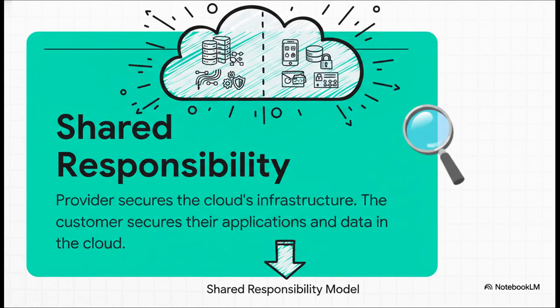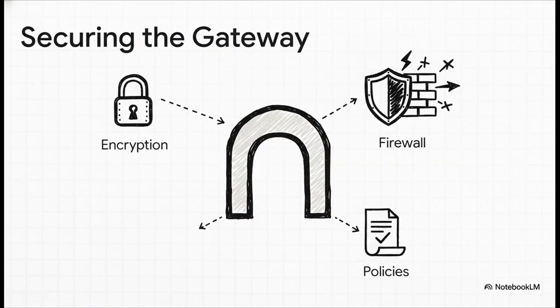So whose job is security in the cloud anyway? Well, it's a partnership, and it's defined by what's called the shared responsibility model. The cloud provider, like Google, is responsible for the security of the cloud. That's the physical data centers, the networks, the core services. But you, the customer, you're responsible for security in the cloud. That's your applications, your data, and how you configure everything. And the good news is the platform gives you some seriously powerful tools to do your part.